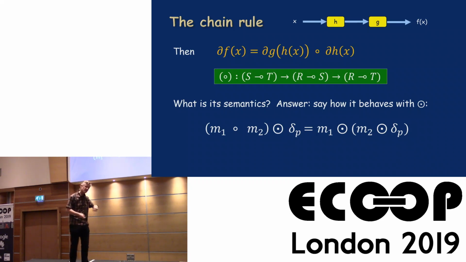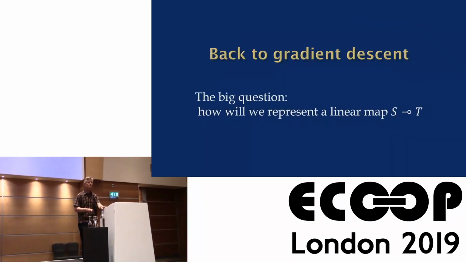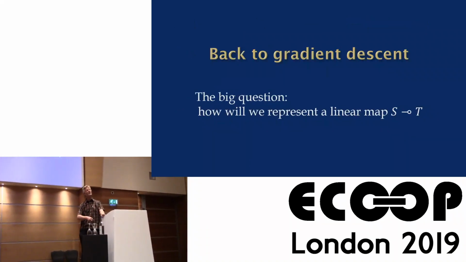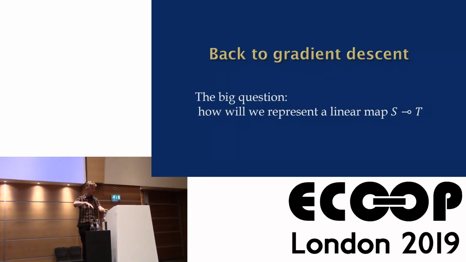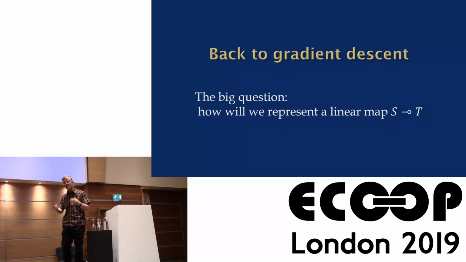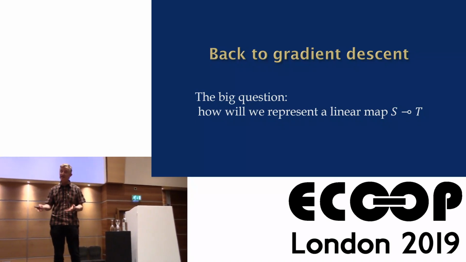So this is a standard pattern. Every time we introduce a linear map, we're just going to give it semantics by saying how you funny apply it. Okay. So far, so good. So now we got the idea of linear maps and we got the chain rule, and now we're going to go back to gradient descent. And a big underlying question will be, how are we going to represent linear maps?